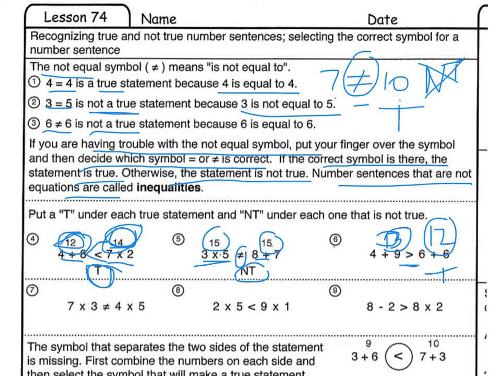All right, I want you to pause the video, try number 7 by yourself, and then turn it back on. 7 times 3, you should have written a 21 right here. If you didn't show your work, do that right now.